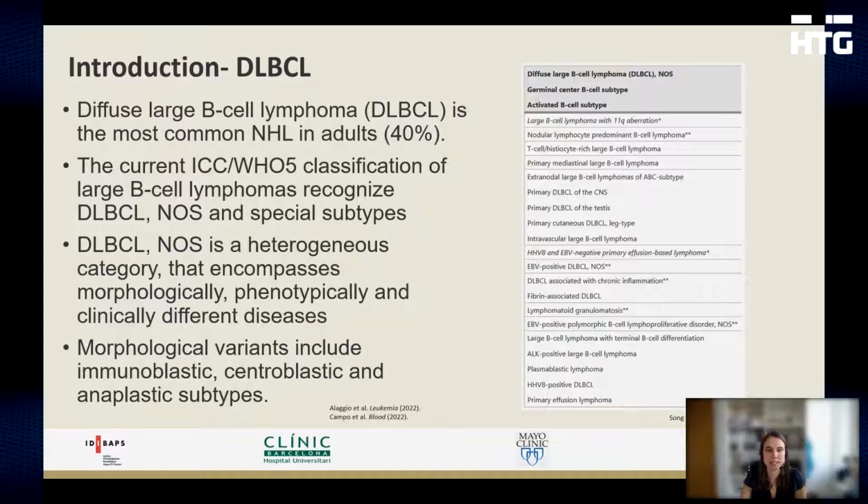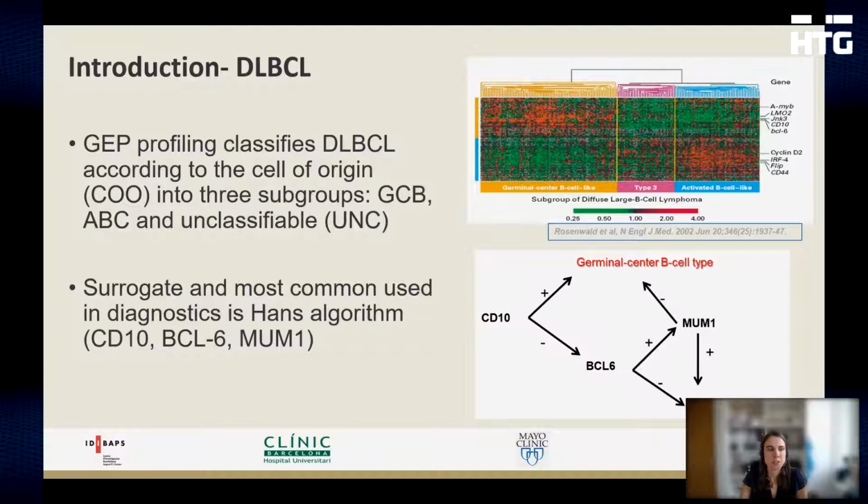centroblastic, and anaplastic subtypes. Gene expression profiling classifies diffuse large B-cell lymphomas according to the cell of origin into 3 subgroups: germinal center B-cell type, activated B-cell type, and unclassifiable cases, as was shown in this study from 2002 by Rosenwald et al. From this study, the Hans algorithm with immunohistochemical stains evolved as a surrogate and the most commonly used marker in routine diagnostics for the cell of origin determination in diffuse large B-cell lymphomas.